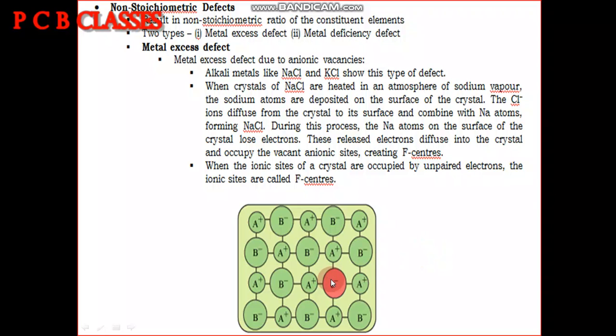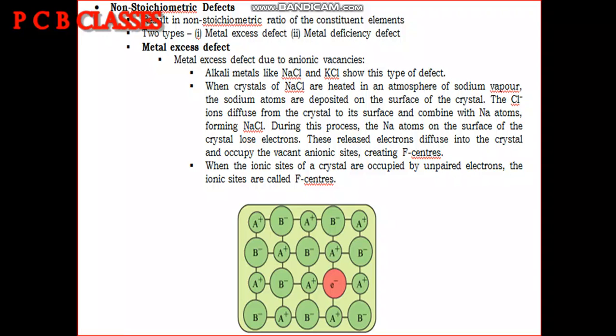Okay, and it released, or it left, its electron in the solid. Such a type of defect will be a metal excess defect, and in this case the negative center will be termed as F center. F stands for Farbenzentrum, and it means it imparts color.